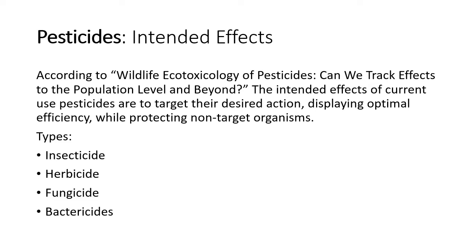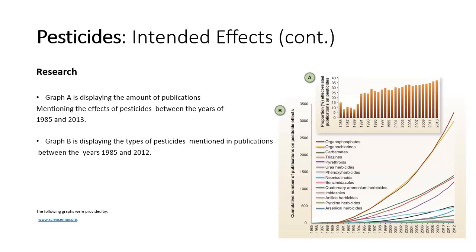So basically your target would be the weeds, and you want to protect the non-target organisms, which would be the grass surrounding the weeds. Now, a few types of pesticides include insecticide, herbicide, fungicide, and bactericides. And as their names show, insecticides kill insects. Herbicides kill plants, vegetation. Fungicide kills fungus, and bactericide kills bacteria. Now, moving on to the following slide.